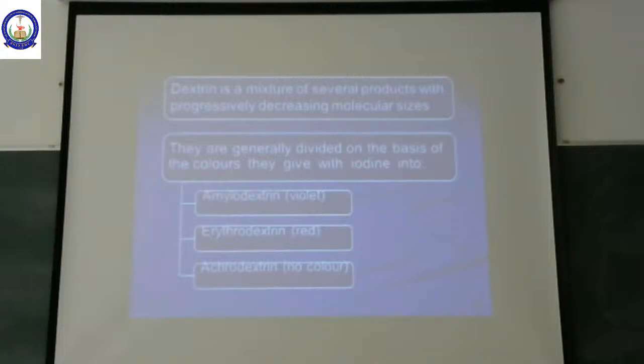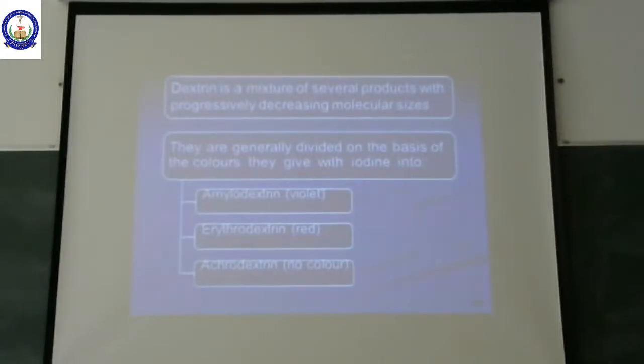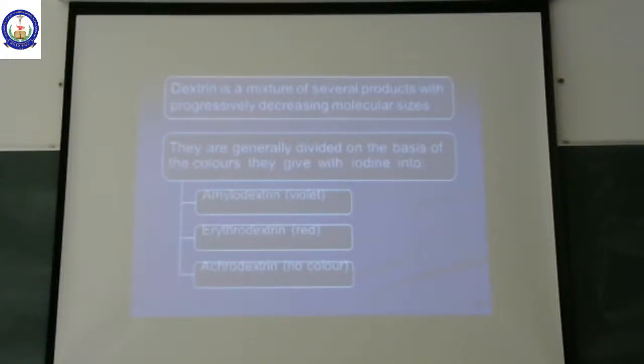They are generally divided on the basis of the colors they give with iodine. Majorly we have amylodextrin, which gives a violet color, and erythrodextrin and achrodextrin. Based on the iodine reactions, it is classified into amylodextrin, erythrodextrin and achrodextrin. These are the examples of dextrin molecules.